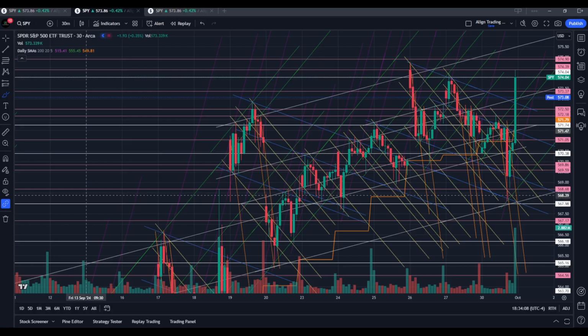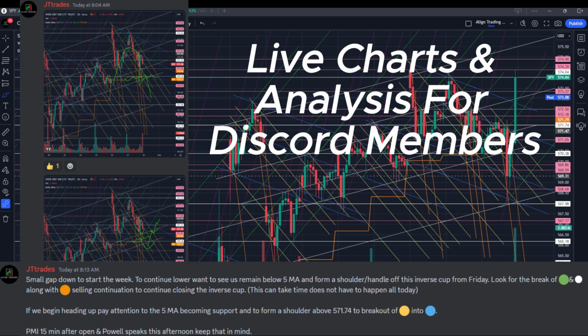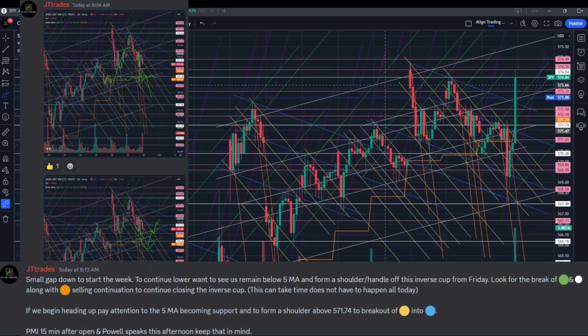Welcome to Line Trading, taking a look at today's SPY recap and live analysis before going over what to be watching into tomorrow. So the first thing that I explained in the pre-market brief for Discord members was to be watching for this inverse cup that we had right here with the gap down and to see if we could get below the 5-day moving average.